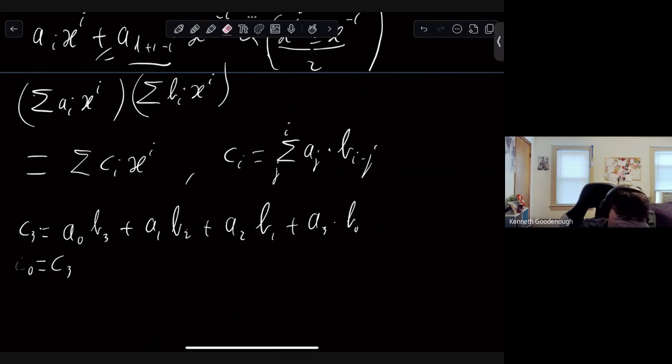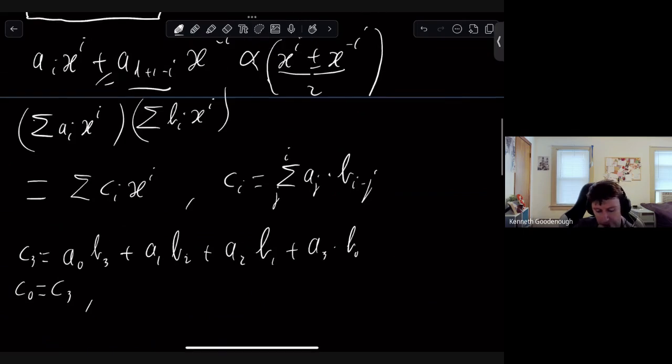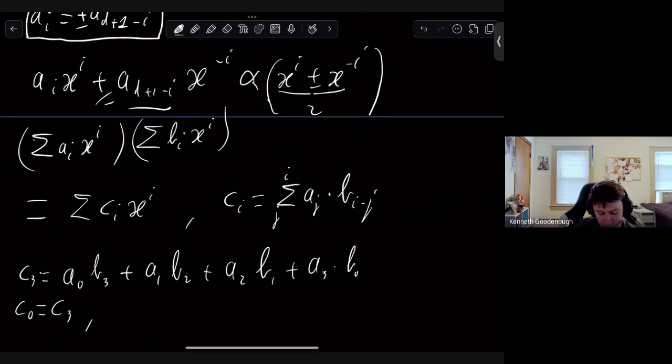Okay, that's good. That was a good sanity check. So indeed, we want C0 to be equal to C3. Now, what is C0? Aha, I see. Okay, yes. Okay, in hindsight, kind of obvious.